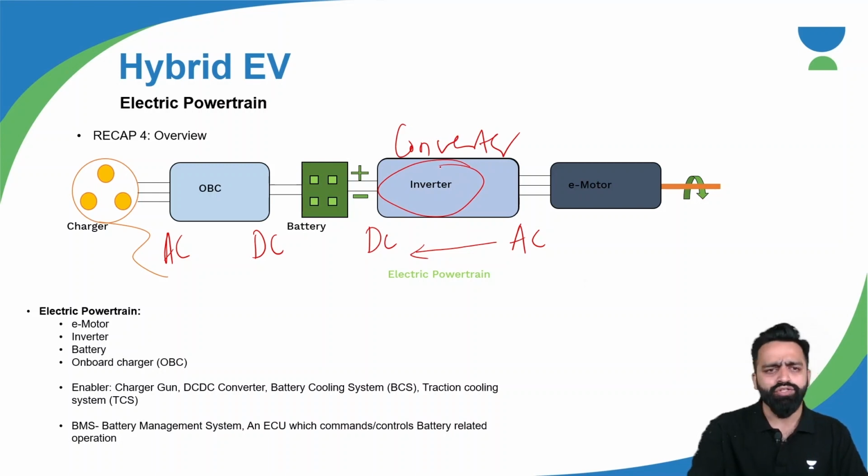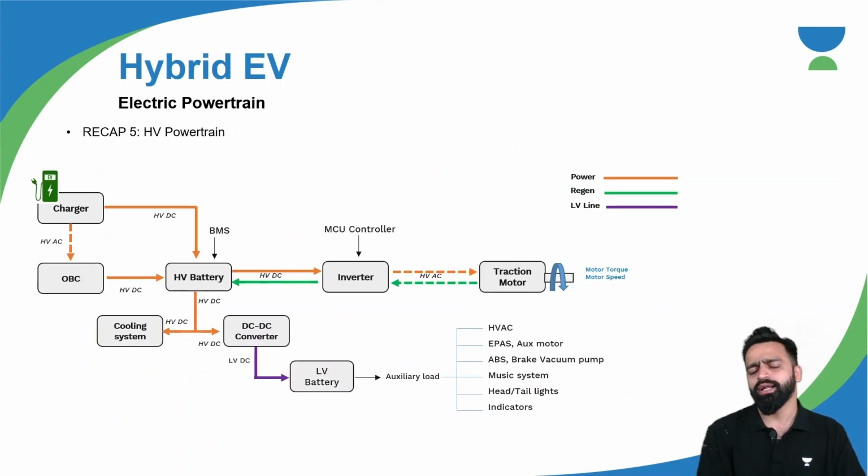Now, it is time for us to go ahead and quickly have a recap of the powertrain. We have understood there are two different voltage levels in case of a hybrid electric vehicle or a conventional electric vehicle powertrain. That is, one is high voltage and the other is low voltage. Low voltage is used for auxiliaries and high voltage is used for powering the electrical motor.